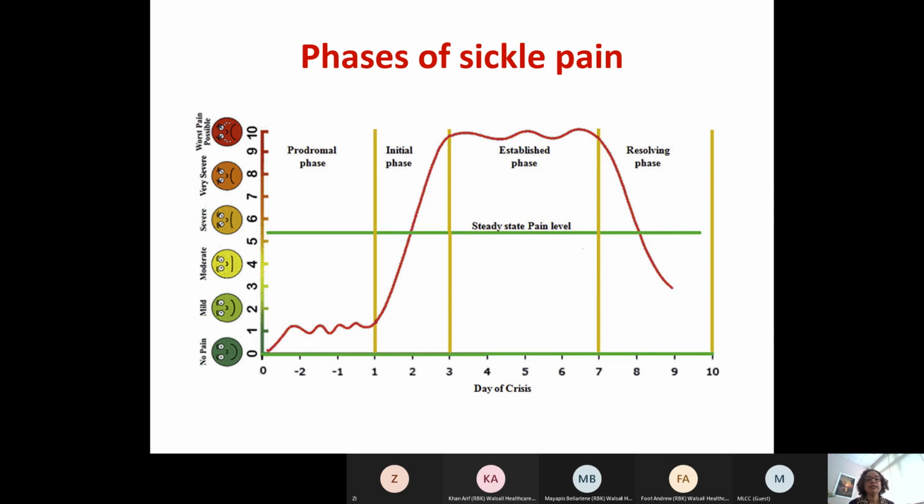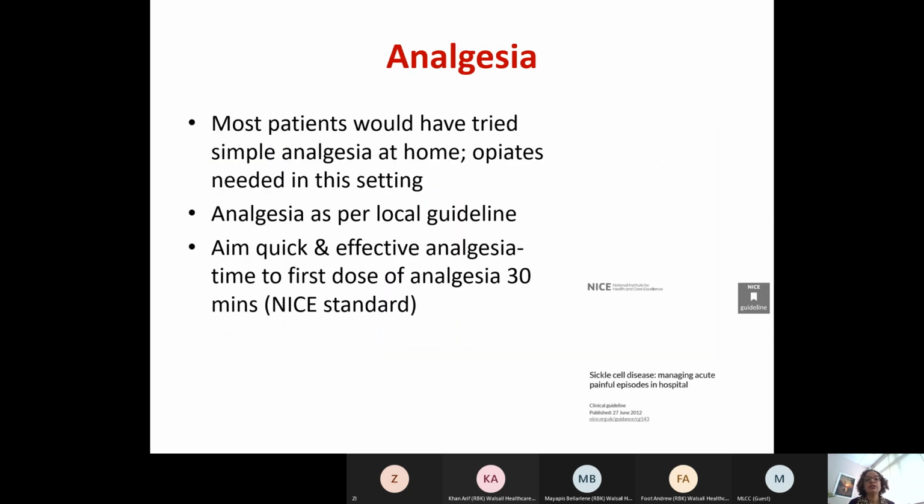Now, some of the patients who are known to us would come to us in our sickle cell center here, but that is open 9 to 5, Monday to Friday. And a lot of times the pain is out of hours, particularly in the early morning time. So most people would have tried simple pain relief at home, and therefore we would use opiates.